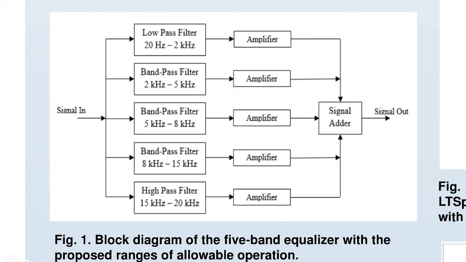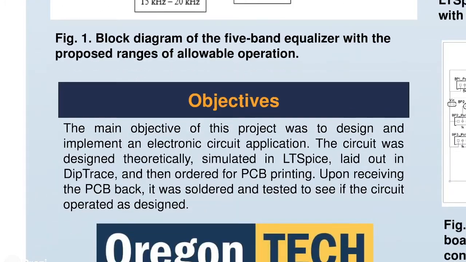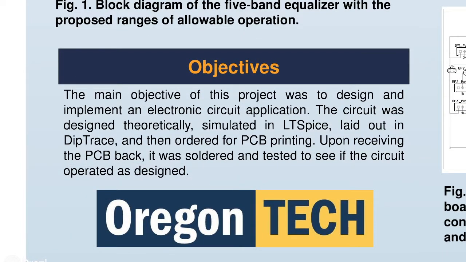For adjusting these values, we were able to use potentiometers to adjust the various resistor values of both our passive circuits and our amplifier gains. The main objective of this project was to design and implement an electronic circuit application. The circuit was designed theoretically, simulated in LT-SPICE, then laid out in DipTrace and ordered for PCB printing.